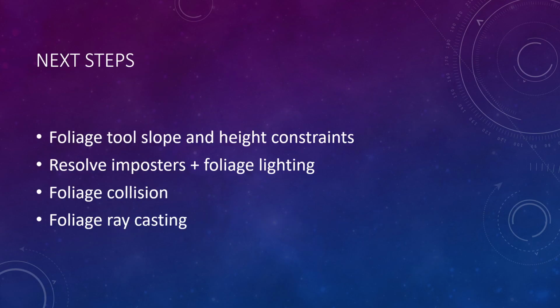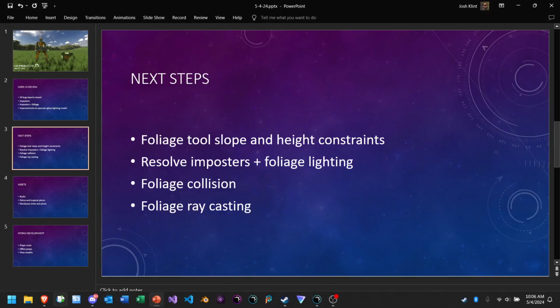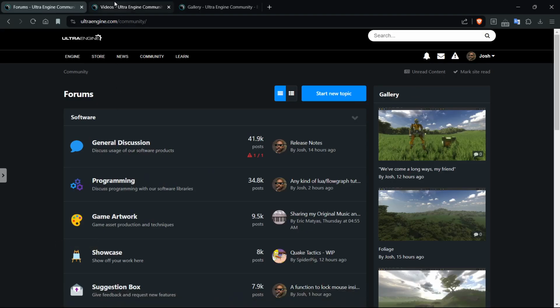The next things that need to happen, I need to add the slope and height constraints to the foliage tool. The lighting on the imposters in the foliage system, I don't think it matches the 3D mesh exactly, and so I need to do a little bit more work on that. Collision and raycasting on the foliage system, and then it will be done. So before we move on, let's take another look.